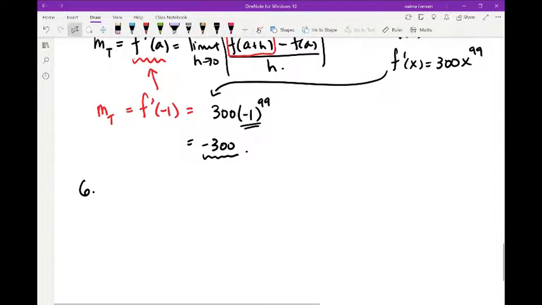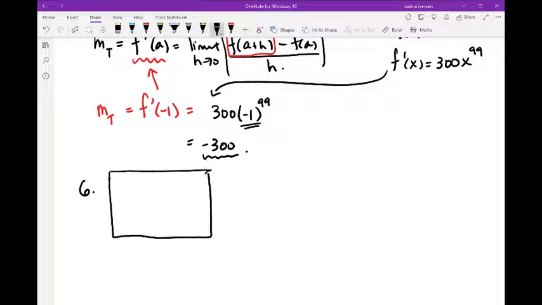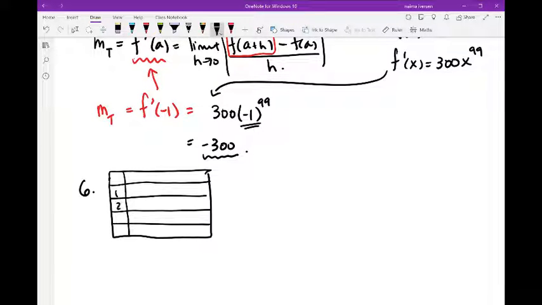Okay, last question. Question number 6, we've got a table in front of us, so you guys should have the table in front of you. You've already tried these questions, so they're all done, right? They're all perfect. And we've got 1, 2, 3, 4. I'm just writing them here so I can circle them if I need to. And I've got f and g and f prime and g prime, I believe.